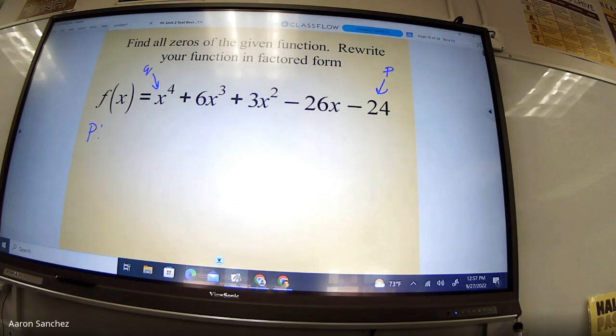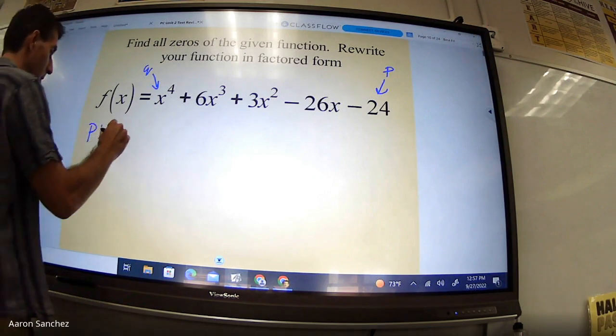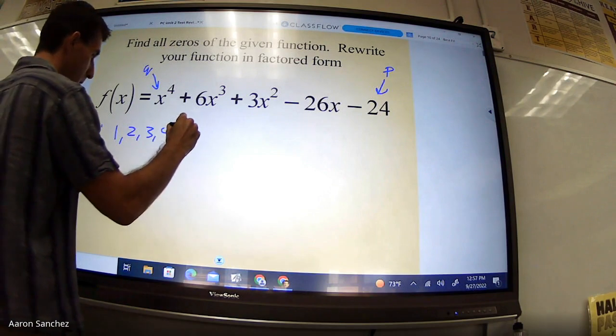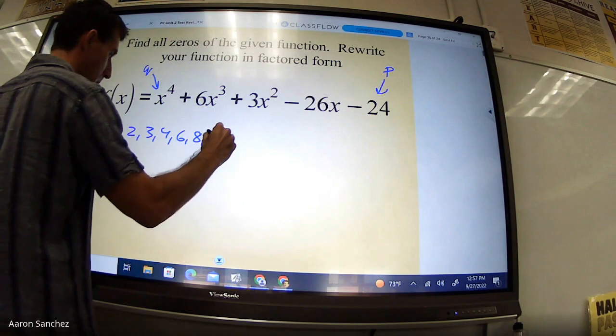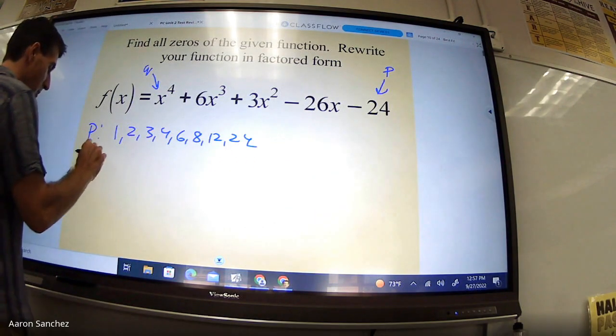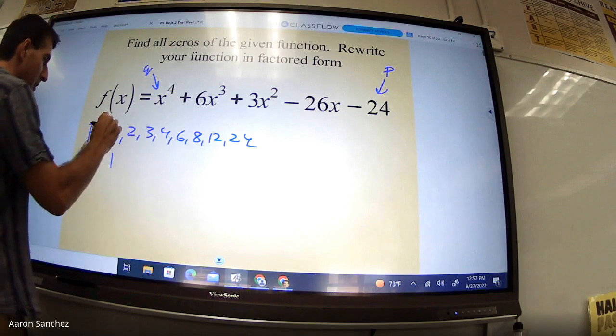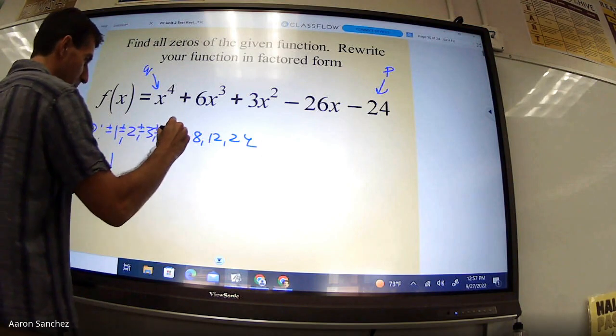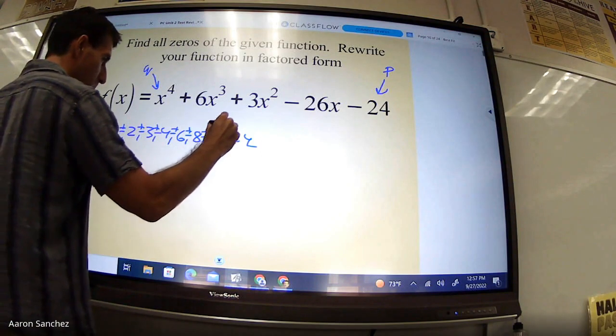All right, Elena. Don't tell me what the P's are, but tell me what to do to find the P's. So what goes into P? The factors, right? So what goes into 24? 1, 2, 3, 4, 6, 8, 12, 24. Dang, there's a lot. And then what about my Q? Same thing, right? So there's only one Q, which is 1, which is basically these: plus or minus 1, plus or minus 2, plus or minus 3, plus or minus 4, plus or minus 6, plus or minus 8, plus or minus 12, plus or minus 24.